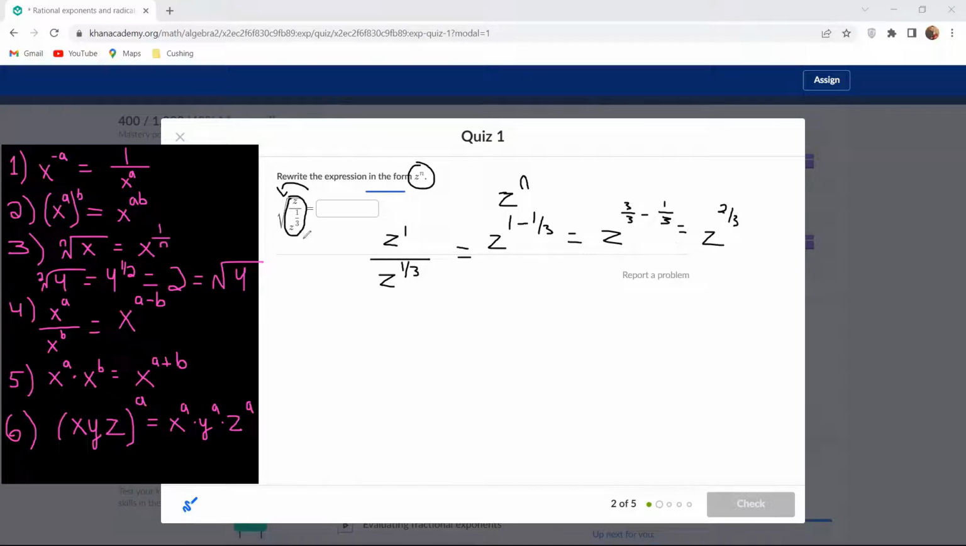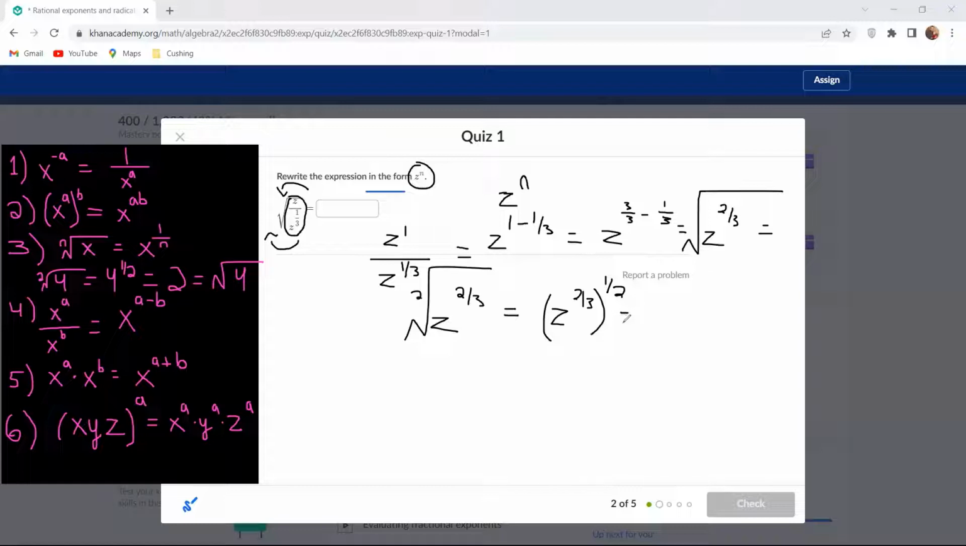But that's not the answer, because remember, this was all under a square root sign. So I take the square root of this. What does that mean? It's kind of like example 3, right? If I have the square root, that's going to be the same as raising it to the 1/2 power. So I'm going to rewrite this as z to the 2/3, but raise this to the 1/2 power. That's the same thing as taking the square root. So this is z to the 2/3 to the 1/2 power.